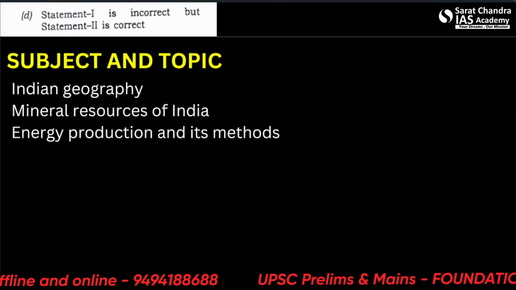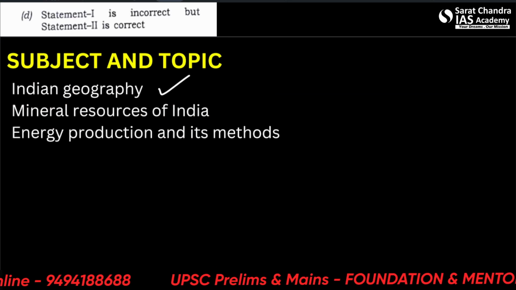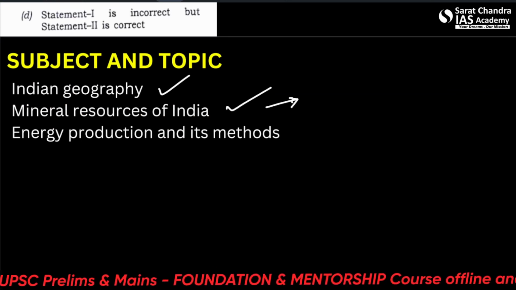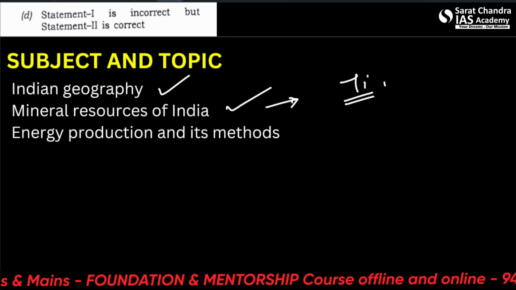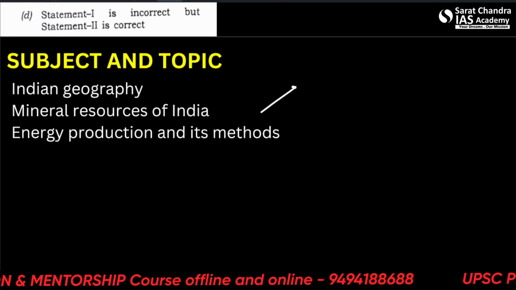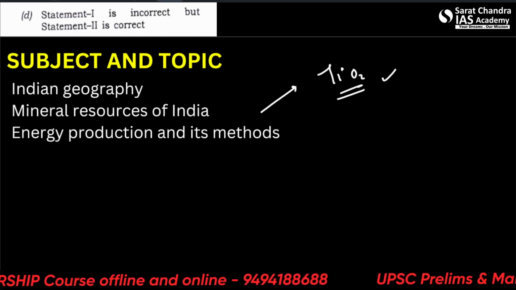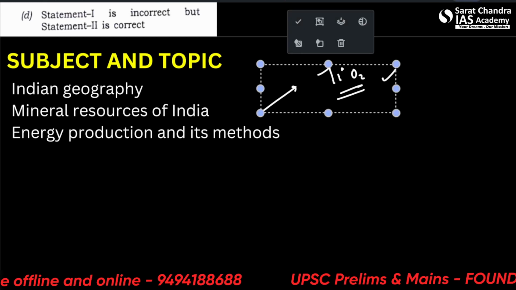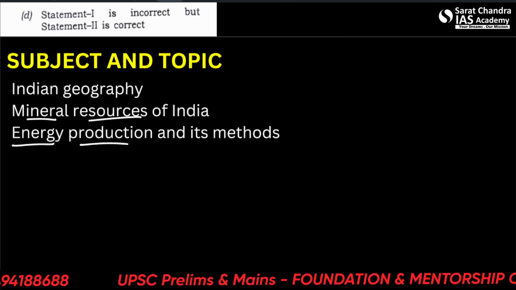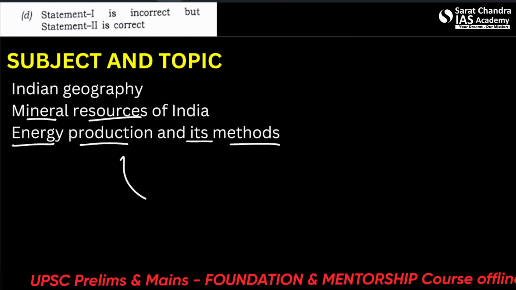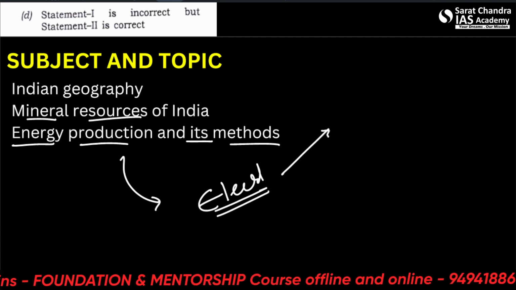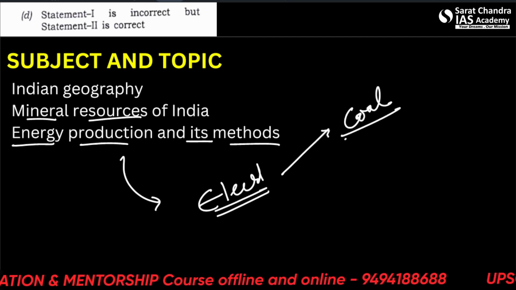Alright, so let's start the topic. What is the subject and topic? Main subject is Indian geography here, mineral resources of India. Earlier also one question was asked in the same paper about the titanium ore, ilmenite, rutile, etc. That was given in NCERT, TiO2, to be used in toothpaste. Anyway, so mineral resources in India and energy production and its methods. So it's asking us about electricity generation as well, primarily, the sources, whether we are using coal or nuclear.